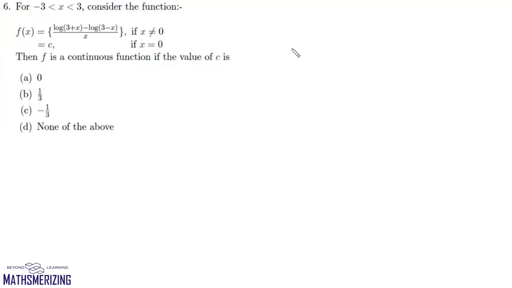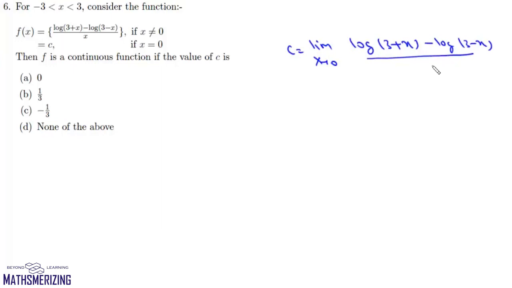So if f is continuous, then this C will be equal to this limit: x tends to 0 of log(3 plus x) minus log(3 minus x) upon x. Now this is the 0 upon 0 form. So we'll use L'Hopital's rule.